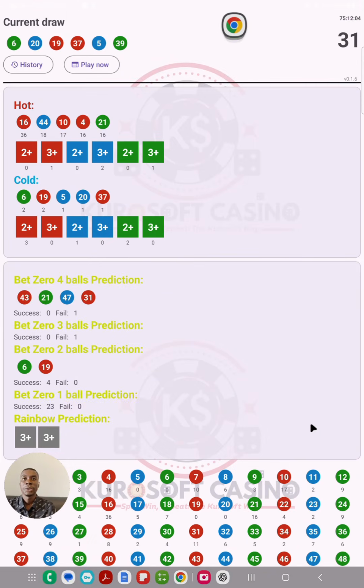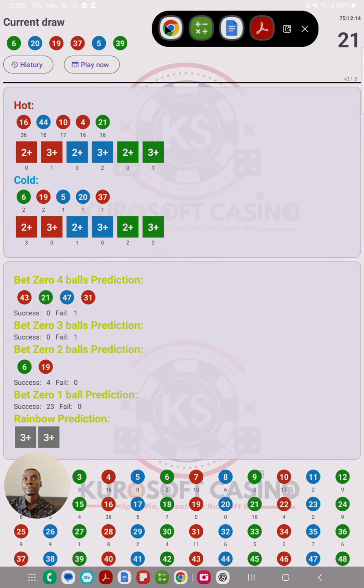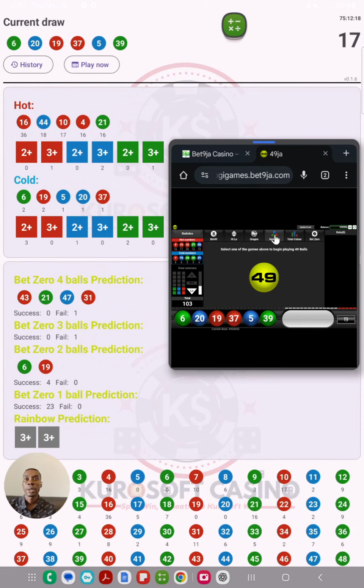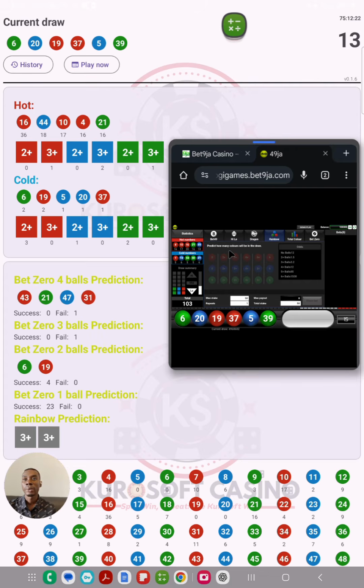In this video, I'll be showing you how to track the rainbow market, specifically the 2 plus market. And I'm going to be very quick with it. Now, here's what I mean. Here's the rainbow market. Let's assume here you have the rainbow market. So we are looking at the 2 plus market.